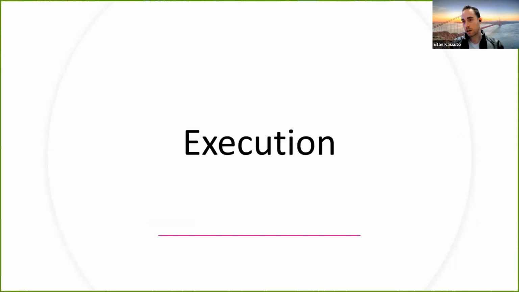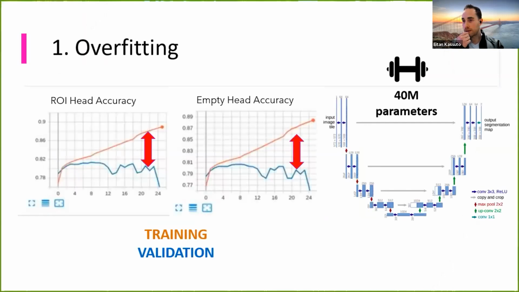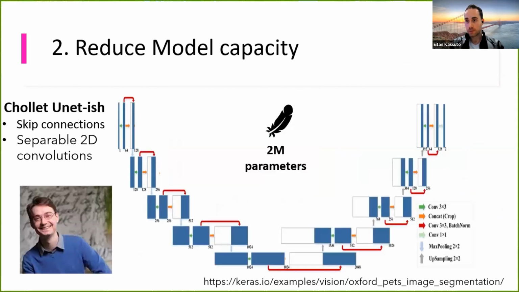Okay, so how do we do it? This shows our first training with the additional empty head. And you can see that there's terrible overfitting here. The orange represents the training accuracy and the blue represents the validation accuracy. Our hypothesis was that because we were using a very heavy model with 40 million parameters, this was the reason for overfitting. In addition to this, it was quite an old model and needed some sprucing up. And so the decision was to use a new one.